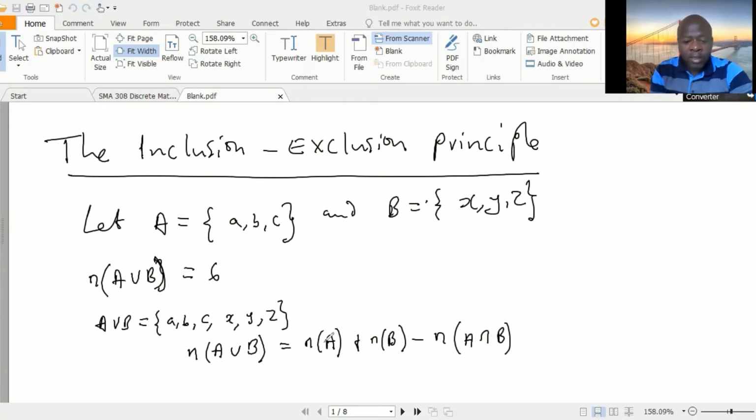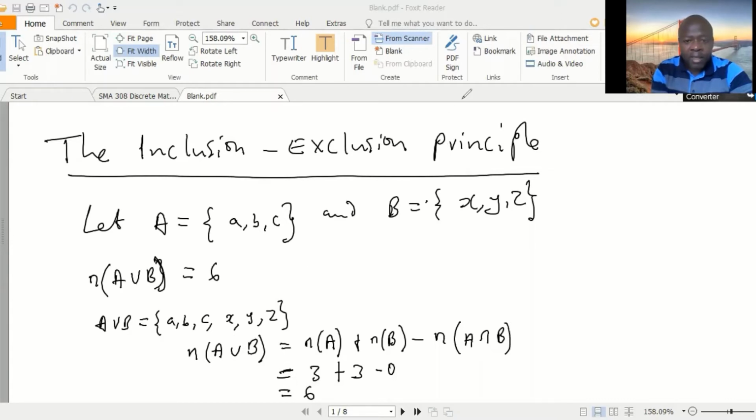So this is the inclusion-exclusion principle. We are including the elements in A, including the elements in B, but then excluding the elements in the intersection. So for this example, the elements in A are 3, the elements in B are 3, and the intersection of these two sets has 0 elements. So that means the elements in the union are 6.